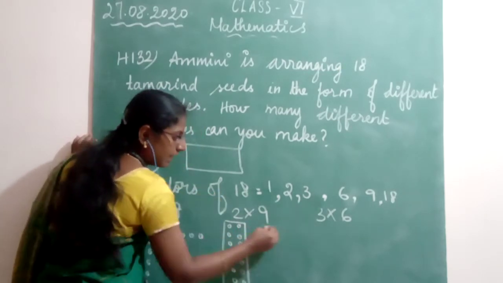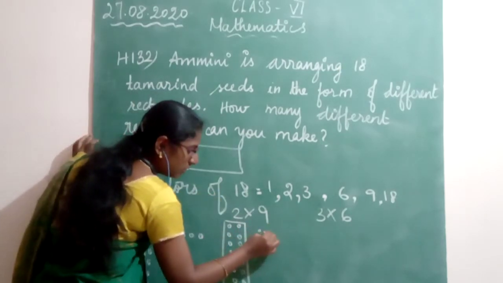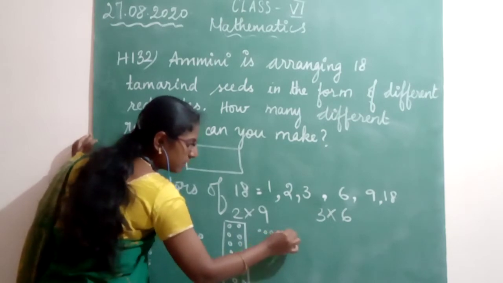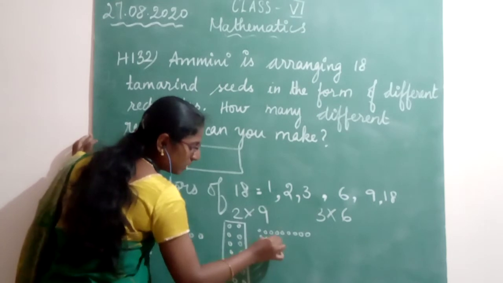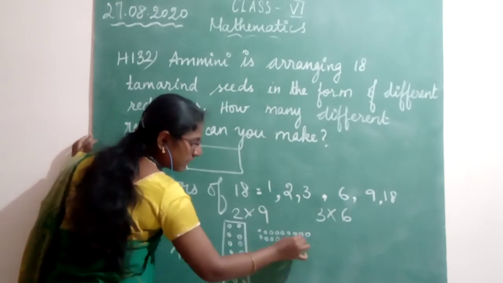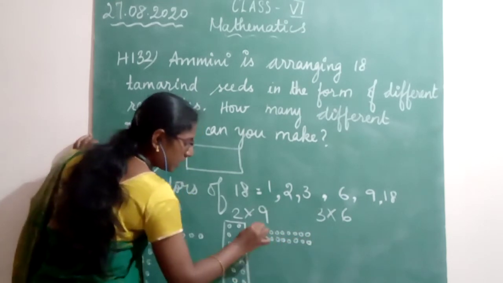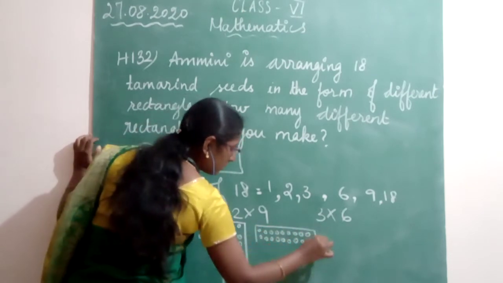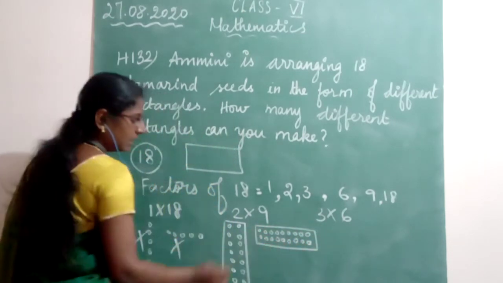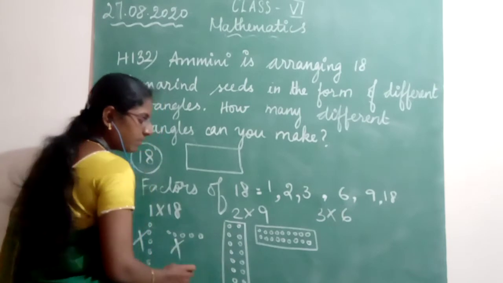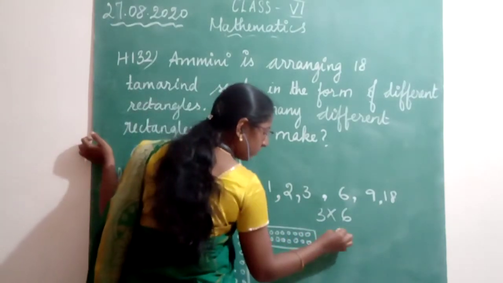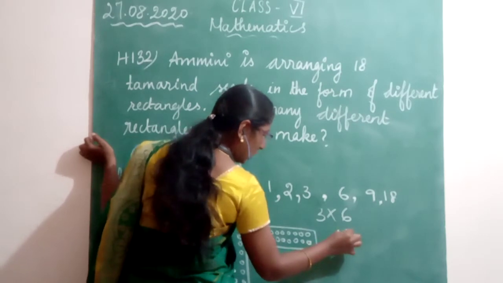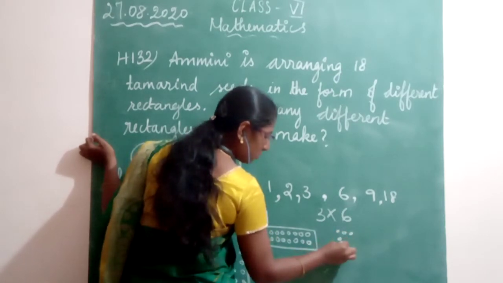Next, I will have 9 columns and 2 rows. See, 1, 2, 3, 4, 5, 6, 7, 8, 9. 1, 2, 3, 4, 5, 6, 7, 8, 9. Is that clear? So here also you have 18. So this is also a form of a rectangle. Then for this one you can have 3 columns and 6 rows.